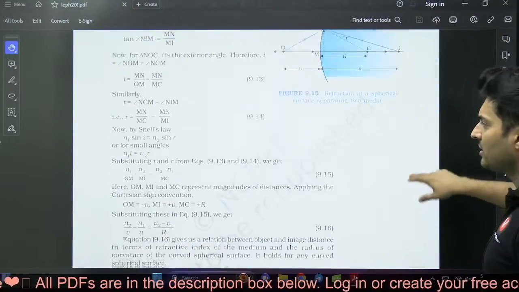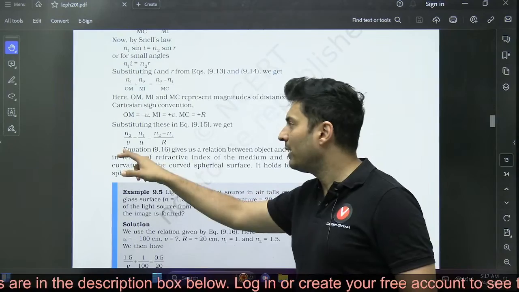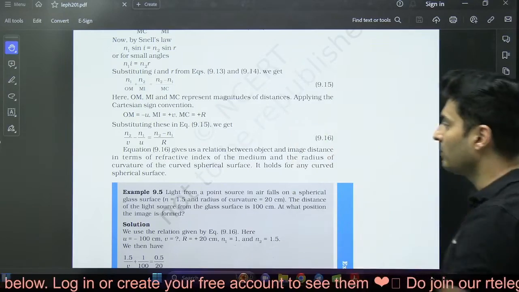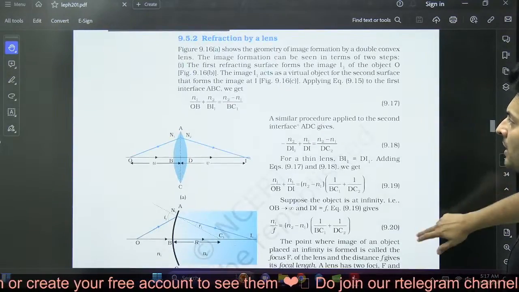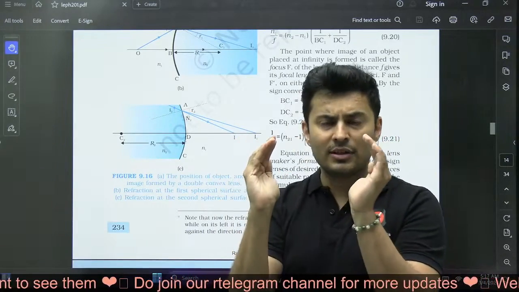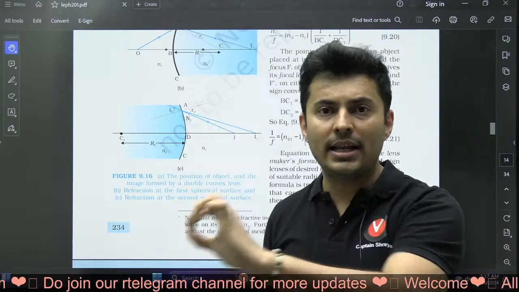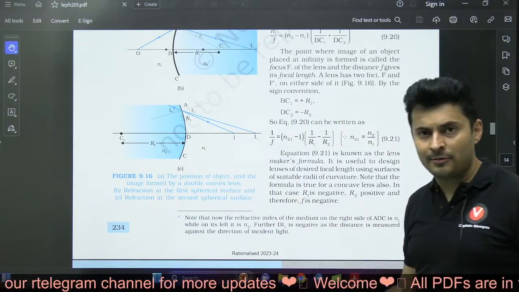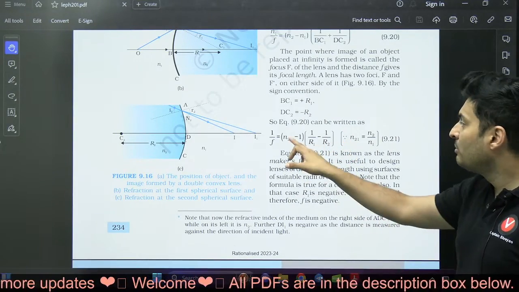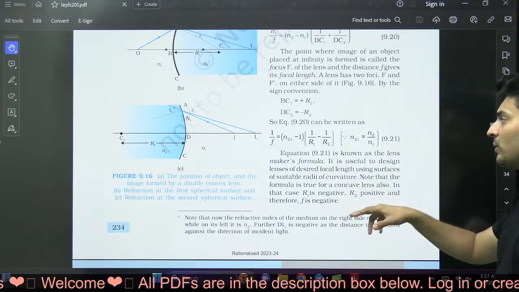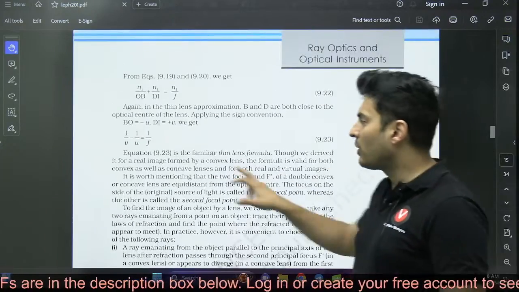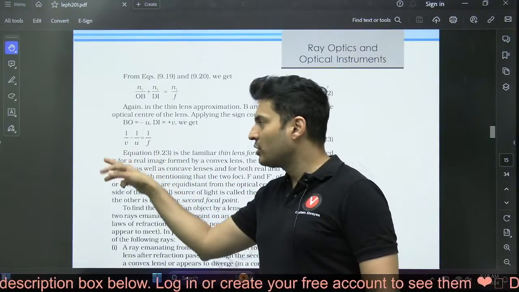Refraction at a spherical surface, that is a curved surface. The formula is mu 2 by v minus mu 1 by u is equal to mu 2 minus mu 1 divided by the radius of curvature. That's a standard formula. Then refraction by a lens. When you have two curved surfaces and you use the curved surface formula 2 times, you get the focal length of that lens, which is given by 1 by f is equal to mu minus 1 into 1 by r1 minus 1 by r2. This mu is the relative refractive index with respect to the outside medium. That is what is mentioned here. Okay, from this you get the lens formula. Instead of plus you have minus over here.